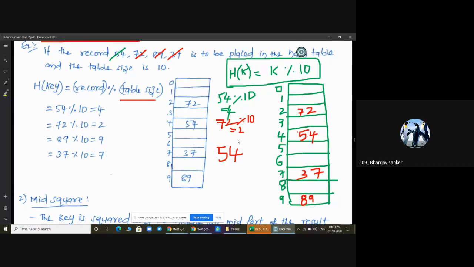Now 4 will come. Here, 4. Now it will check the fourth index. Yes, 54 is available. Now it is going to tell yes, 54 is there. Now how many comparisons have been taken? One. Yeah, one comparison.